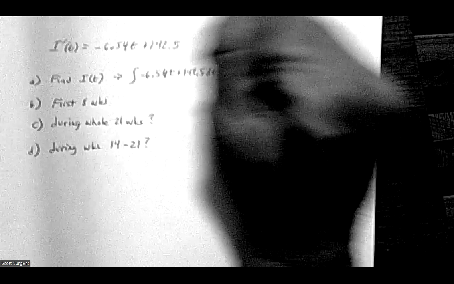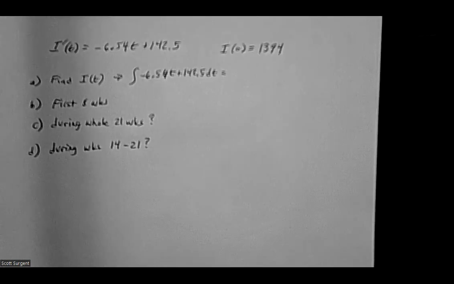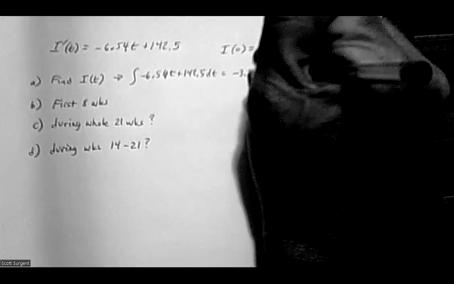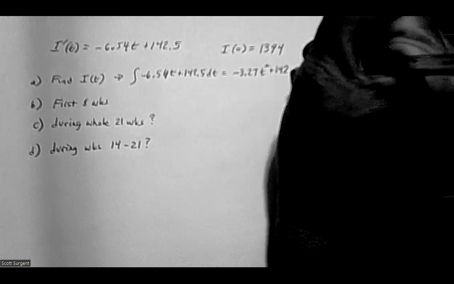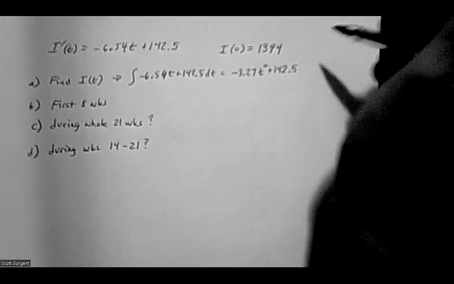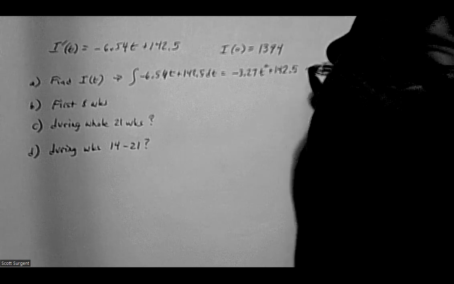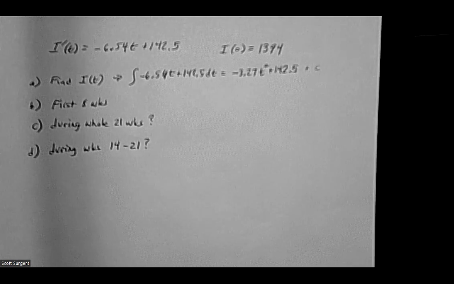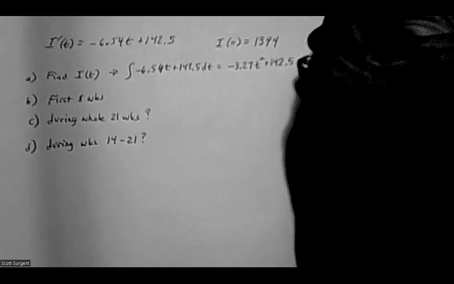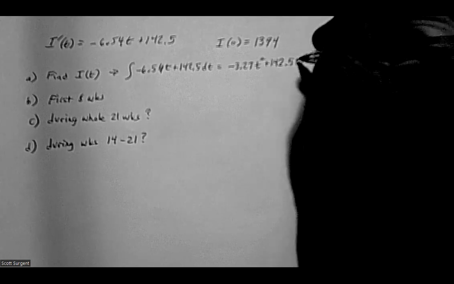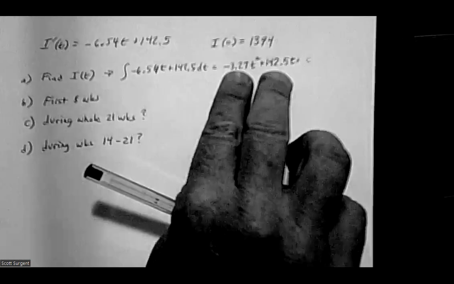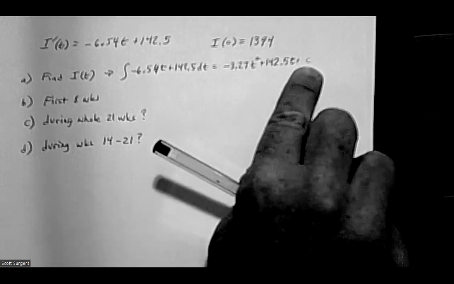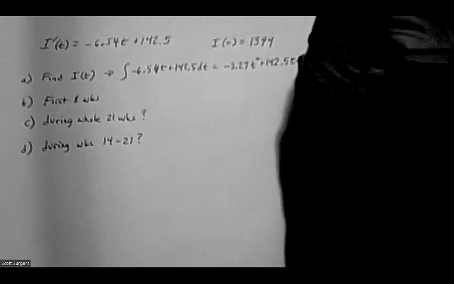And you're going to get, so you divide by 2. I'll just do that real quick. 6.54 divided by 2. So negative 3.27 T squared plus 142.5 plus C. Now I'm going to cheat here a little bit. I'm going to write in the C very lightly, but actually it should be a T. There's a T there. When I plug in 0 and set it equal to 1394, these two terms drop out and it makes C 1394. So I'm just going to go ahead and pop that in.